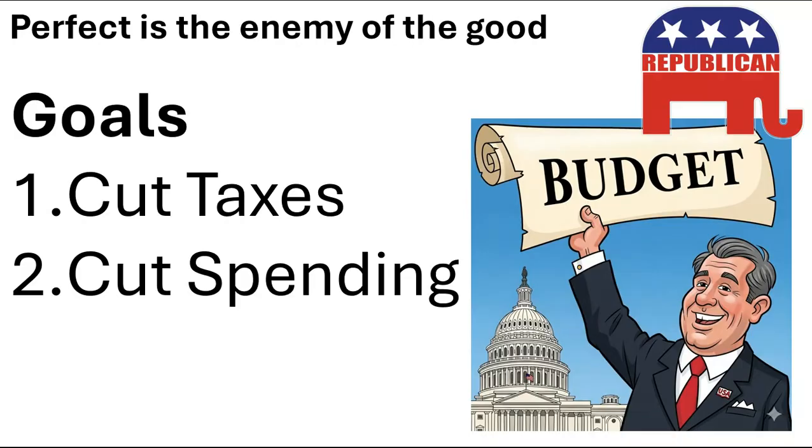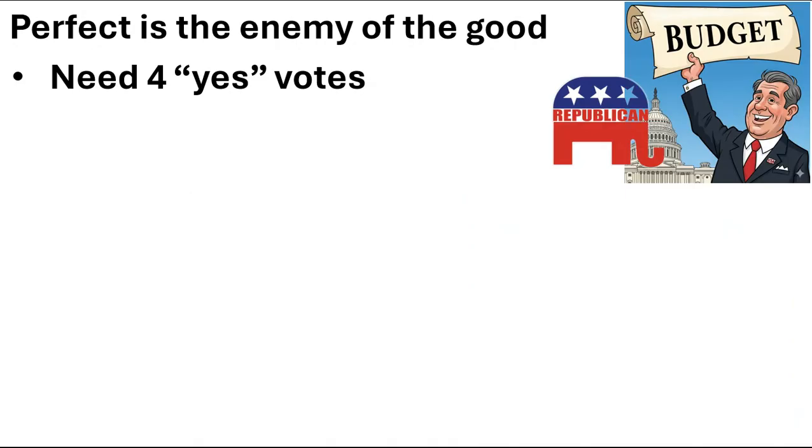Our government is broke. We're spending too much money. We've got to cut spending. We also need to help out the citizens and cut their taxes. Those were the two goals of the GOP, Grand Old Party, also known as the Republicans. Well, they had some problems. They needed four more votes at the end. They were coming down to the wire. They needed to get enough votes to pass the new budget that would cut taxes and cut spending.